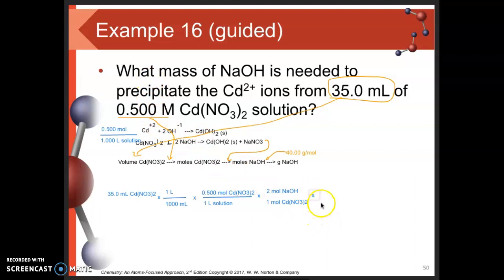And then my last step is to convert the moles of sodium hydroxide, 1 mole of sodium hydroxide, into grams, 40.00 grams. And so with that last step in tow, I've completed all of my fractions. I've got everything ready to roll.